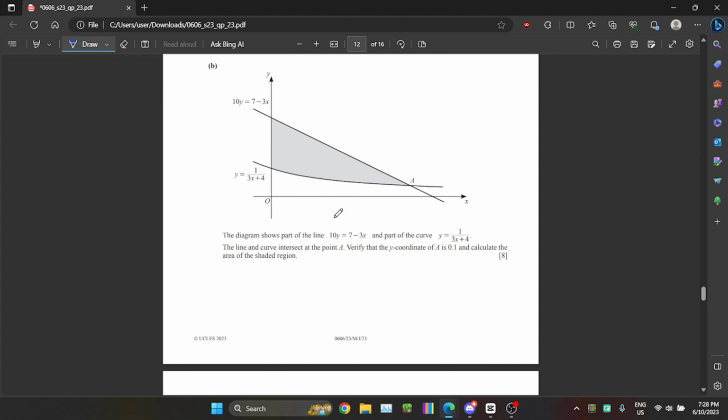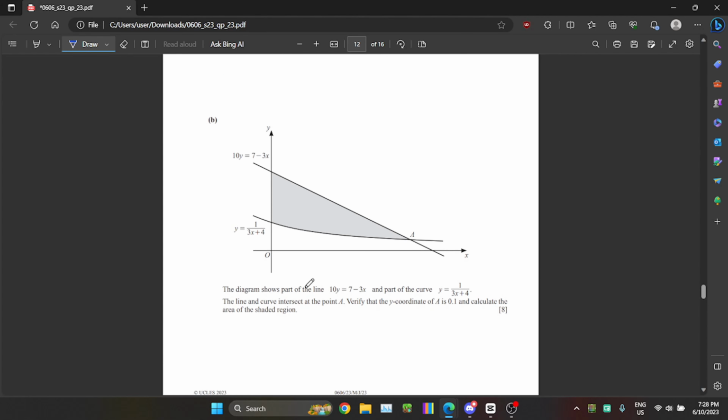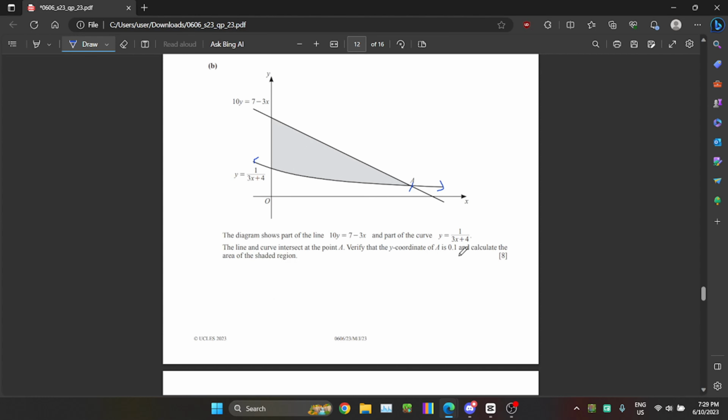What's the point? The diagram shows part of the line 10y equals 7 minus 3x and part of the curve, this one right here. The line and the curve intersect at the point A. Okay, verify that the y coordinate of A is 0.1, so show that this is 0.1. Calculate the area of the shaded region.